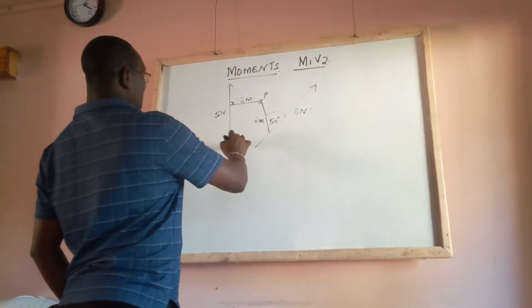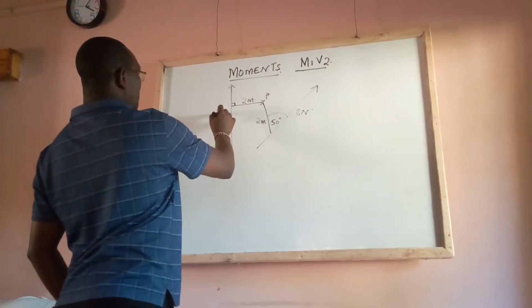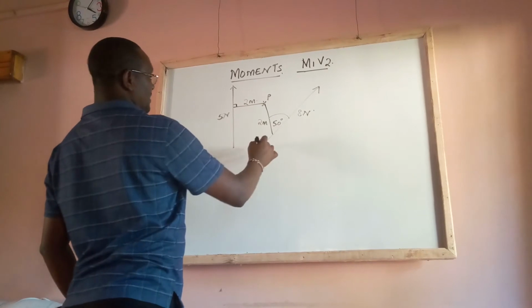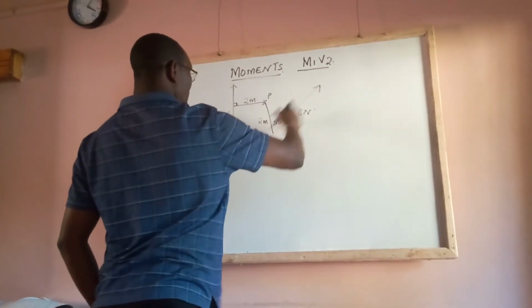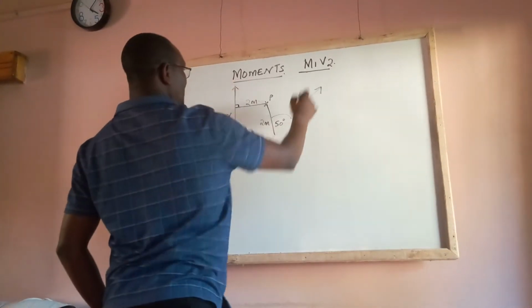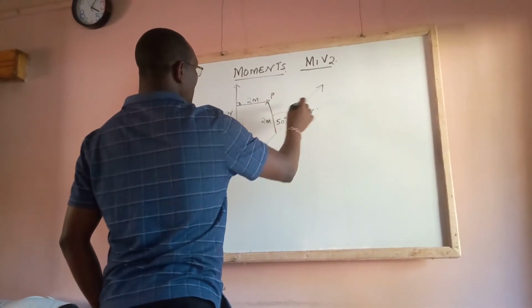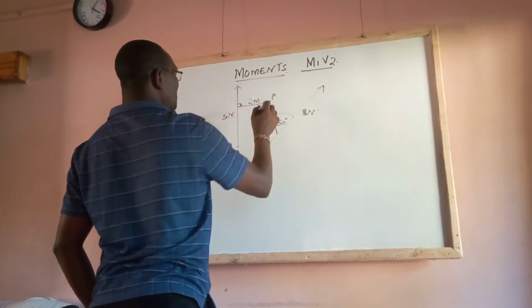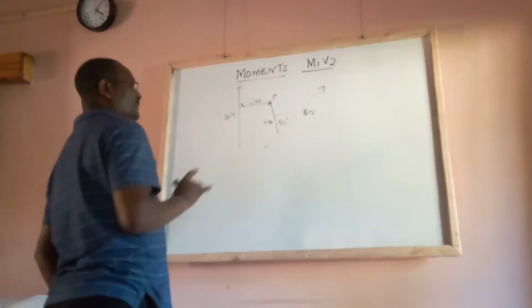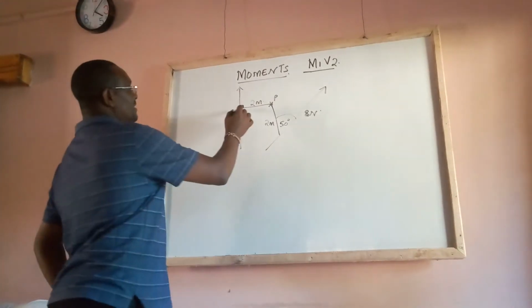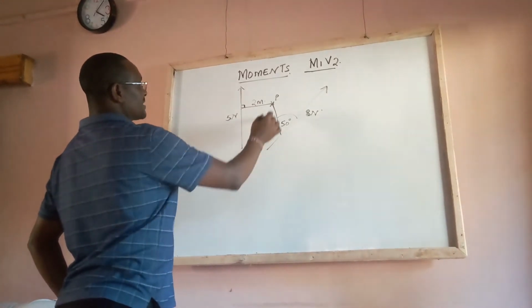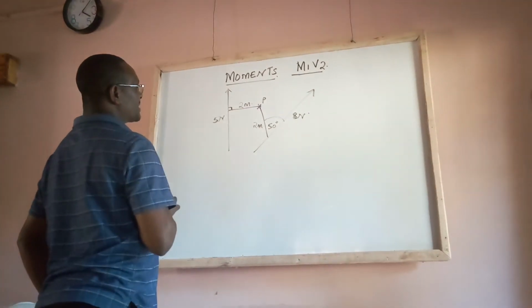There is this force that is going up, the magnitude of the force is 5 newtons. There is this force that is going from bottom left to top right, the magnitude is 8 newtons. And there is a common point P, which is going to be the rotation point for all of them. You can see there is a distance there, 2 meters, and there is a distance there, 2 meters.